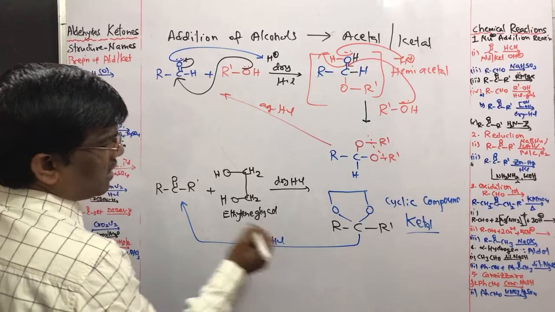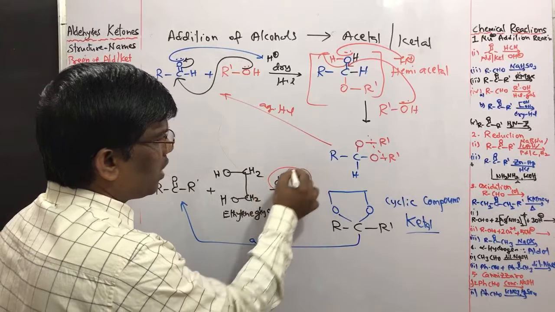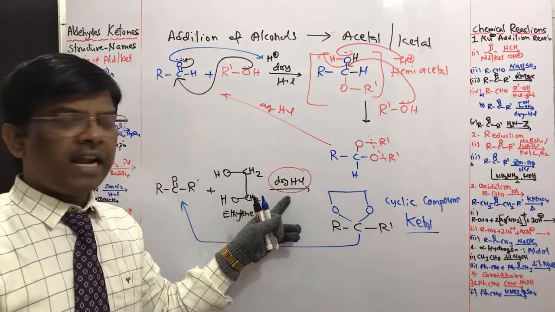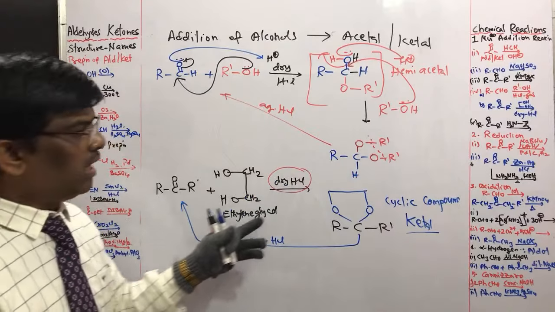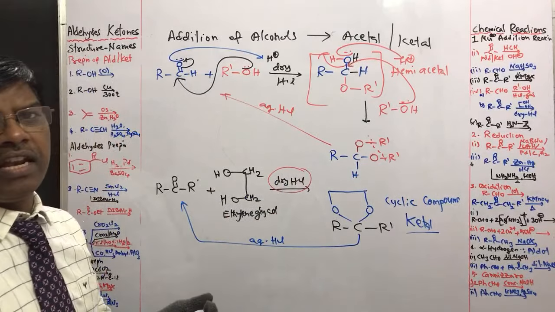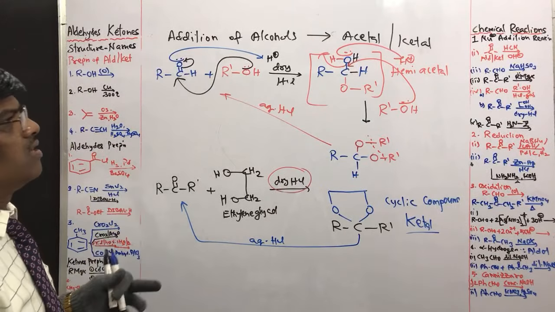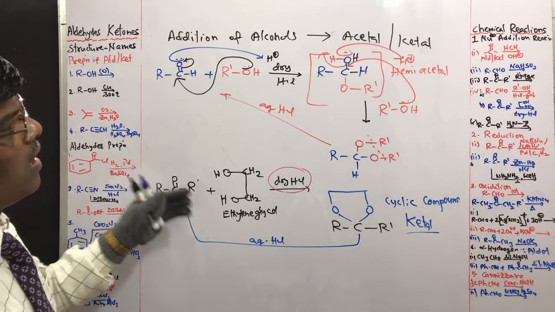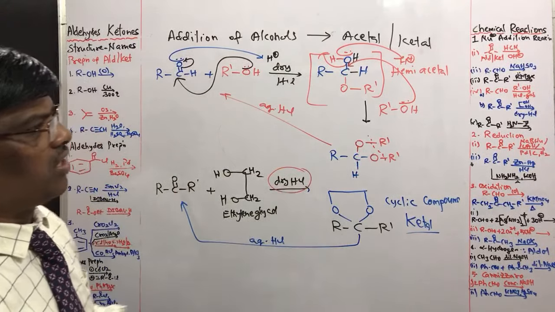presence of aqueous HCl. That is why during this preparation we have to use dry HCl. So it is one of the ways to protect ketone during the reactions, where you have to protect this ketone. Yes, so this is how carbonyl compounds undergo the formation of acetal and ketal reactions.